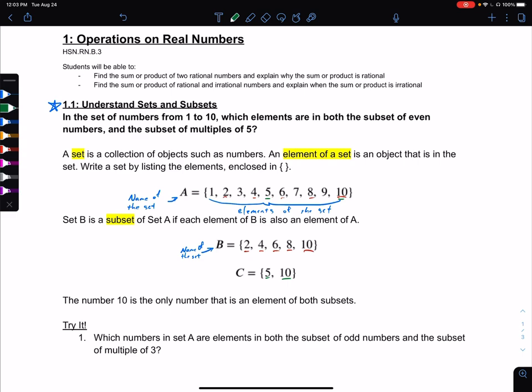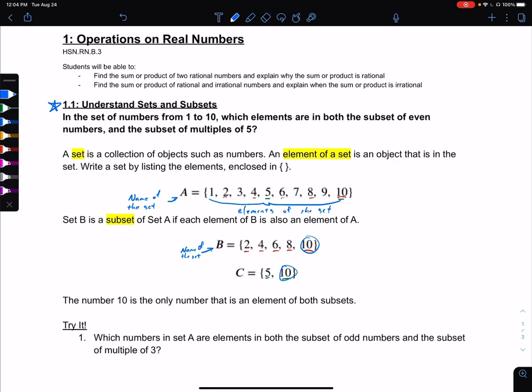Now, if we look at B and C, they're not subsets of one another, because in C you have 5 and 10, but in B only 10 is there. So C is not a subset of B, and B is not a subset of C. But B and C are both subsets of A. And then there's this basic statement down here: the number 10 is the only number that is an element of both subsets. We can see that pretty clearly. They don't share the number 5, but they do share 10, so that's the only number that's an element of both subsets.